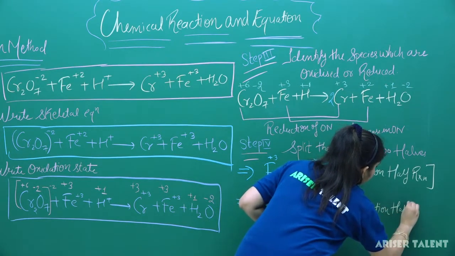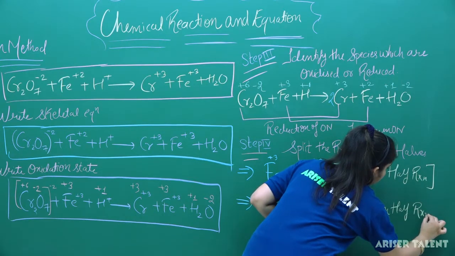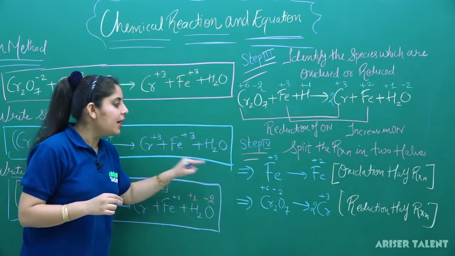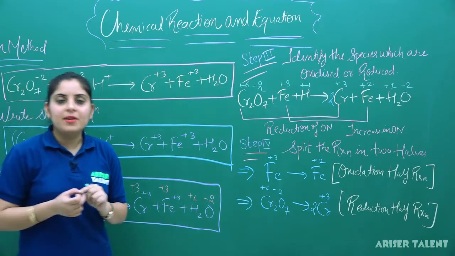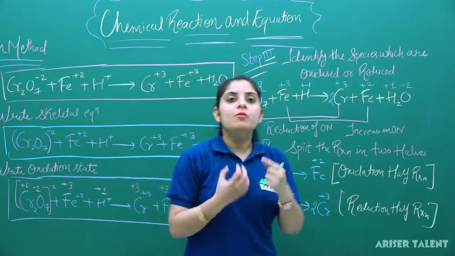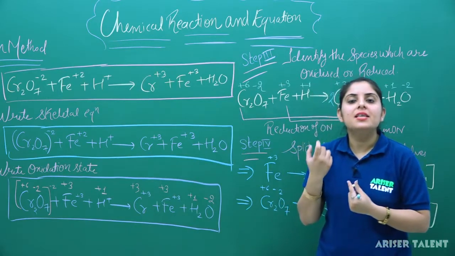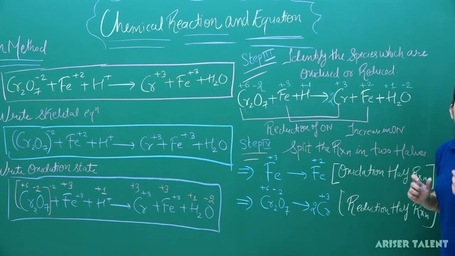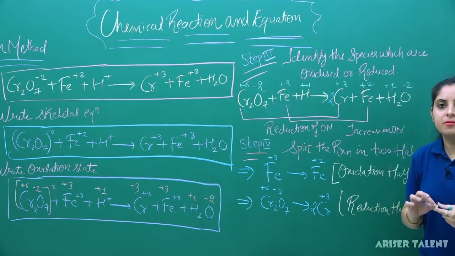This is the reduction half reaction. So this will be our oxidation half reaction and this will be our reduction half reaction. Now what we will do, we will calculate the number of ions on both sides of the equation. So if you want to copy it, please copy it from here. So we can proceed to our step number 5.